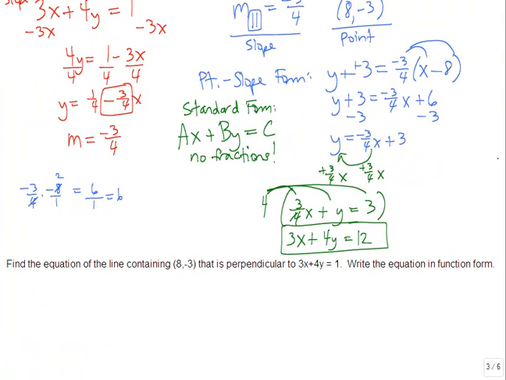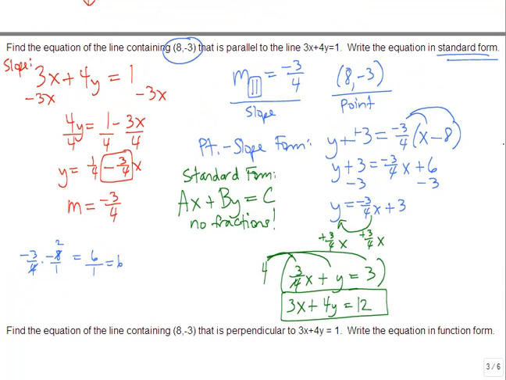Now we're going to do almost the identical problem. We're going to find the equation of the line going through (8, -3), but this time we want it to be perpendicular to the given line 3x + 4y = 1. So what's going to change up here?